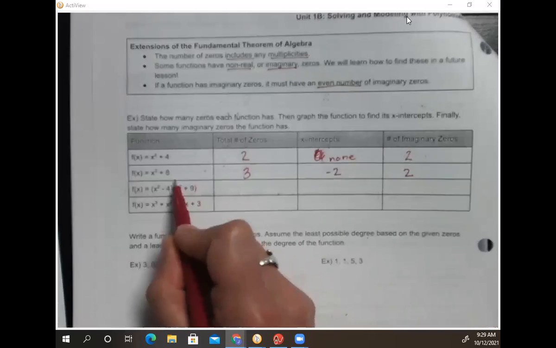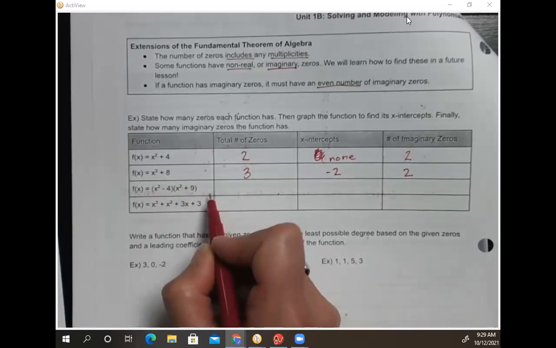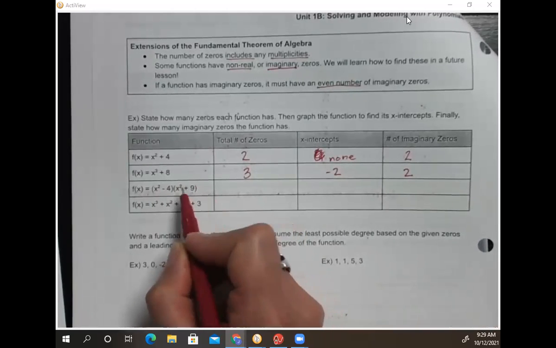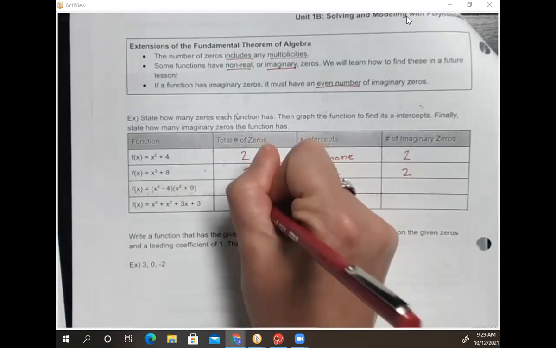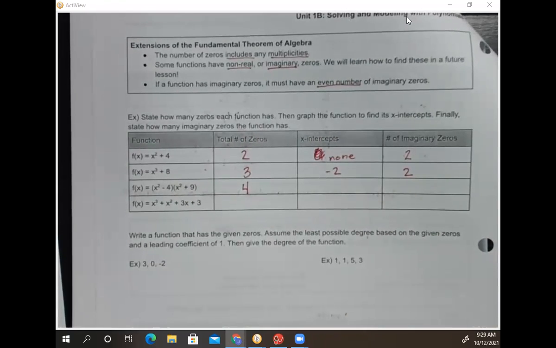What about my fourth function here? How many zeros do I expect? 4. 2 plus 2 gives me 4. Go ahead and graph that.